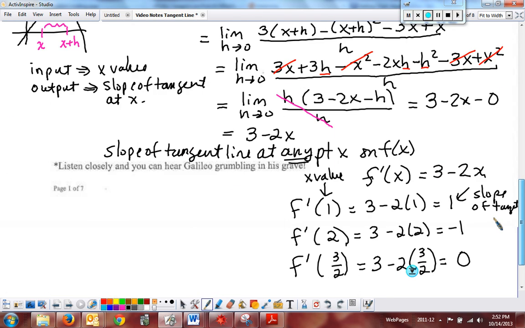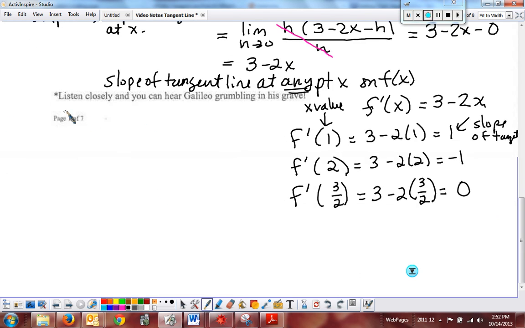All right, and then the last thing on this page that we're looking at: why did I have this little comment? Listen closely and you can hear Galileo grumbling in his grave. This is what Galileo was trying to do. He was looking at the orbits of the planets, and he was trying to determine how fast they were moving at any given instant. And he had a lot of difficulty with this. But what we've basically done is come up with a method that can allow us to find instantaneous rate of change, which is what he was trying to spend his life's work actually doing.